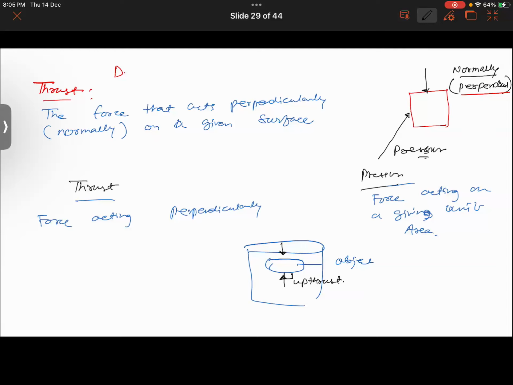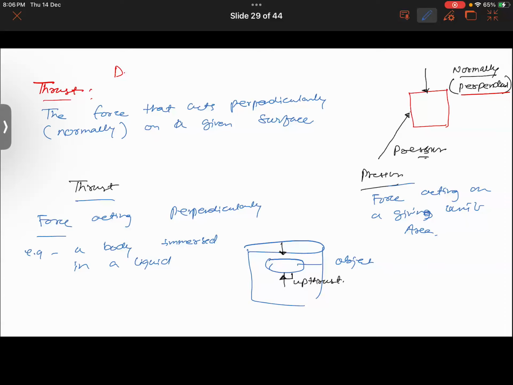Examples are a body submerged, immersed in a liquid. So does it act on gases also? Arhan, please complete your question. So does it act on gases also? Thrust? Yes, sir. No, I don't think so. Thrust will be acting on gases also.